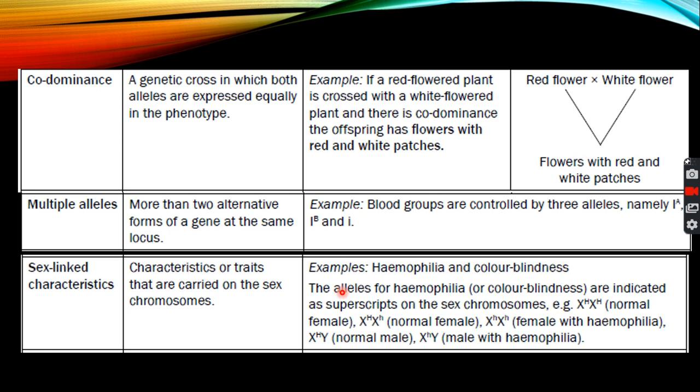You know that there are guidelines, they are there and you need to know them. The alleles for hemophilia or colorblindness are indicated as the superscript on the sex chromosomes. For example, you know that if you're a female, then you have two X's, and if you're a male, you would have an X and a Y. If you're a female, you have X and an X.